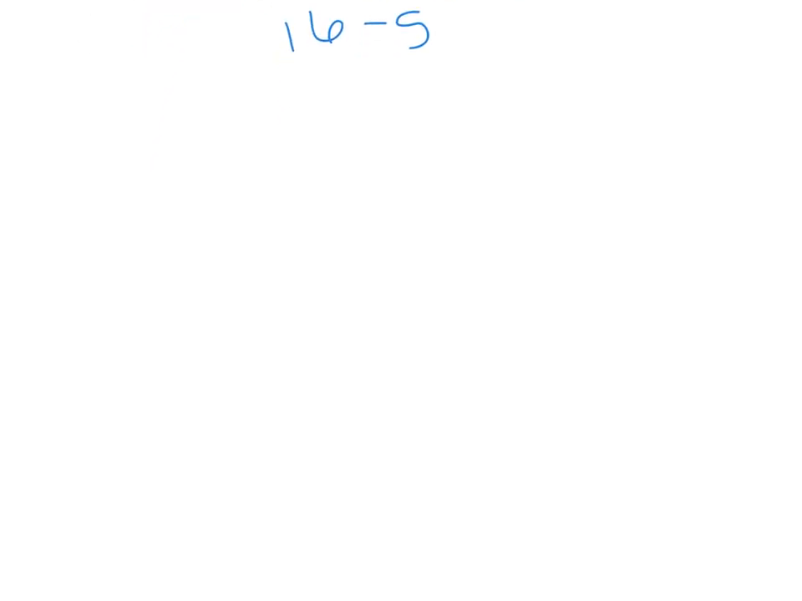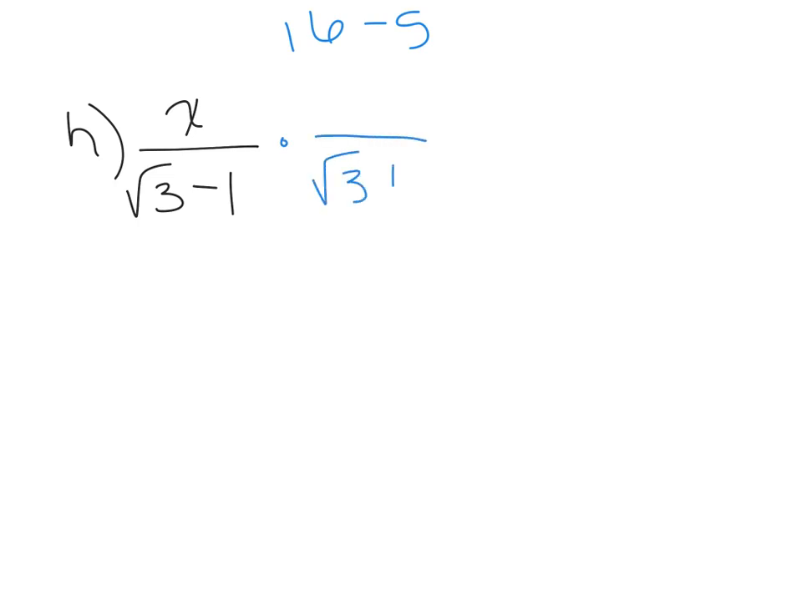We're going to do letter H. We've got x over the square root of 3 minus 1. And this is the same concept again. We're going to use the conjugate of the denominator. So we're going to use the square root of 3 plus 1. And we're going to distribute or FOIL this.